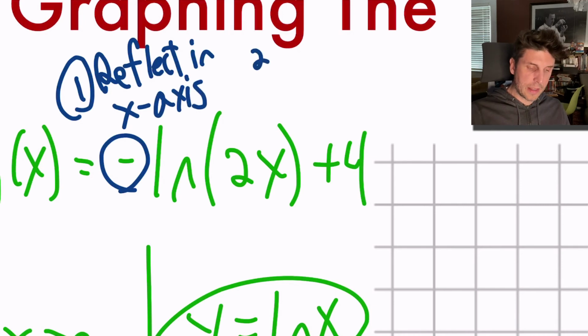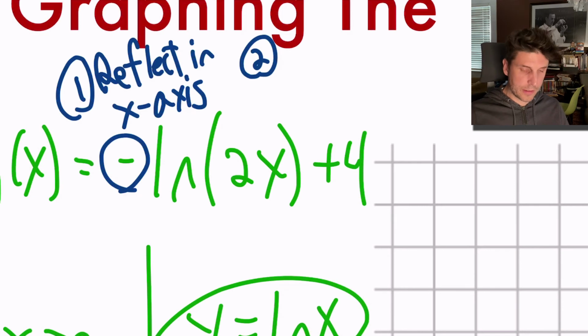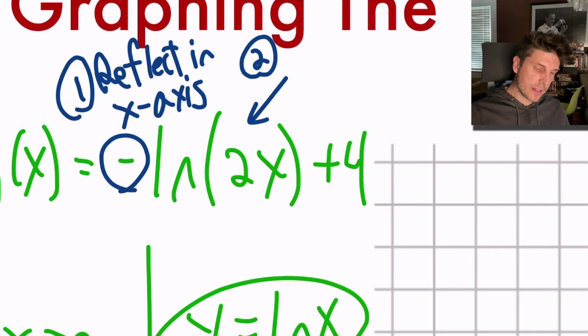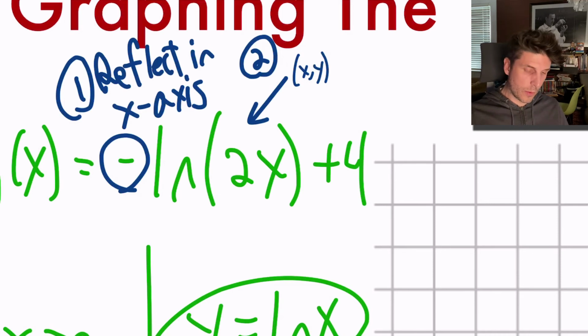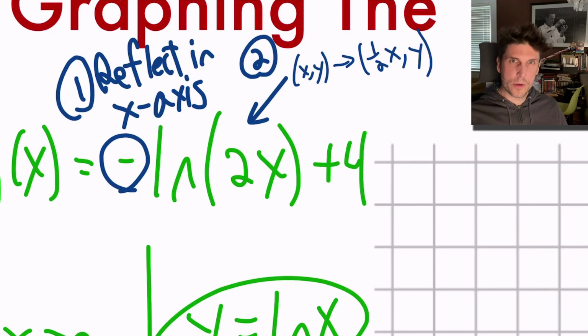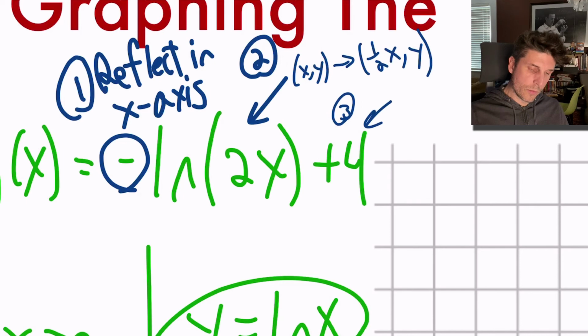Step 2 is going to take that function that we just reflected, and then we're going to multiply all of the x values by a half. So that's going to say take x comma y, all from the prior stage, and multiply all the x's by a half and leave the y's alone. So it's going to be a horizontal compression by a half. And then lastly, the last step, move that up 4 units. All right, let's do it.